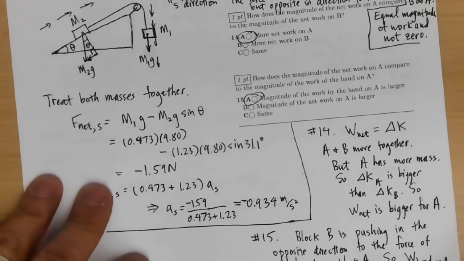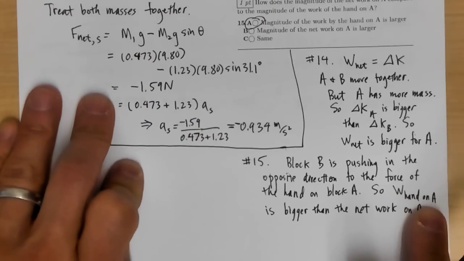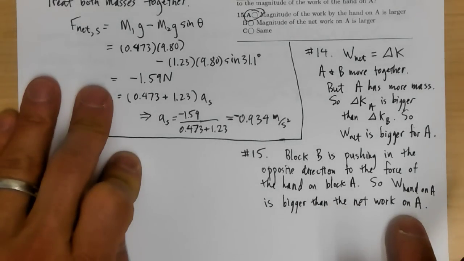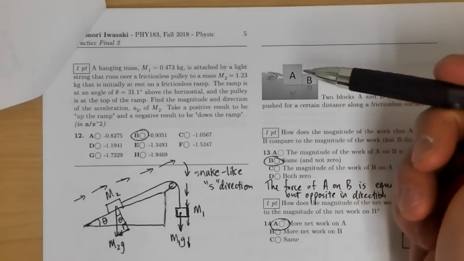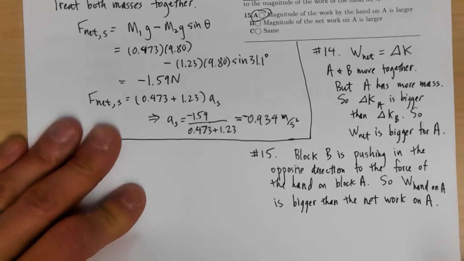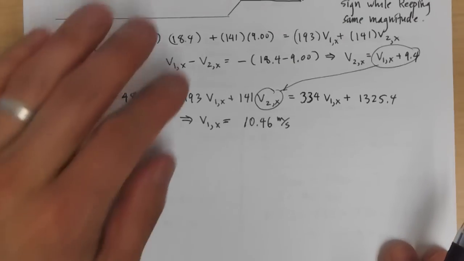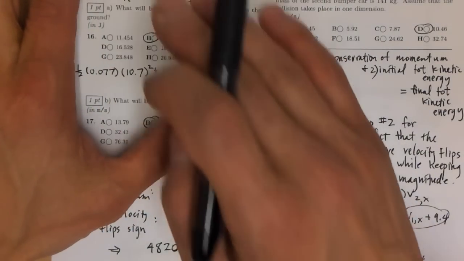So the work done by the hand on A is bigger than the net work on A, because B is sort of eating some of that up by pushing in the other direction. All right, those are maybe a bit tricky, but conceptually it's something you should know.